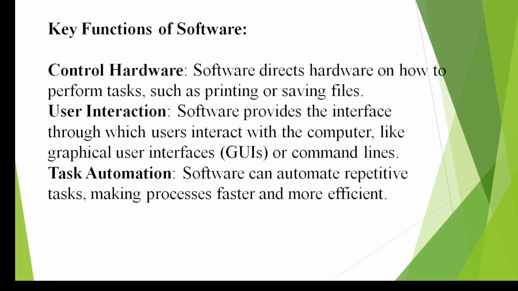Let us see the key functions of software. Control hardware. Software directs hardware on how to perform tasks such as printing or saving files. User interaction. Software provides the interface through which users interact with the computer, like graphical user interfaces (GUIs) or command lines. Task automation. Software can automate repetitive tasks, making processes faster and more efficient.